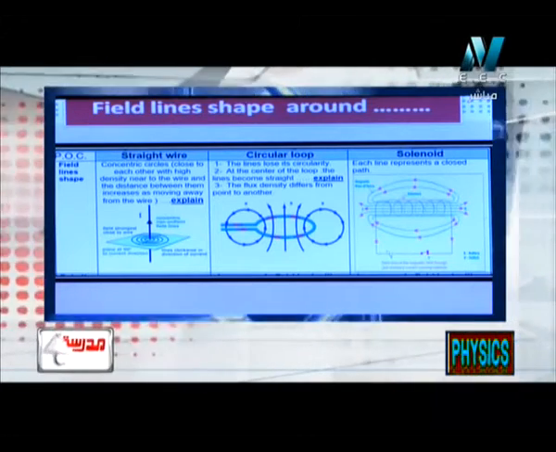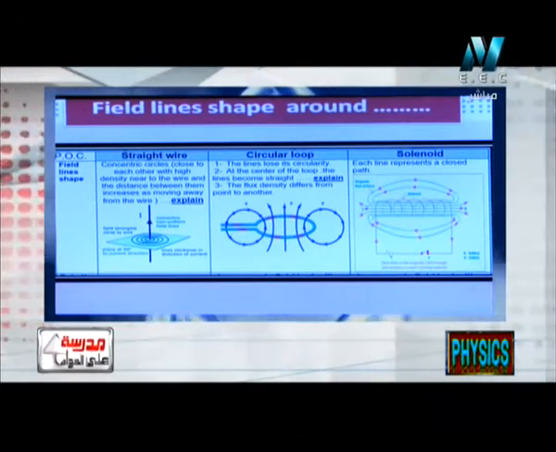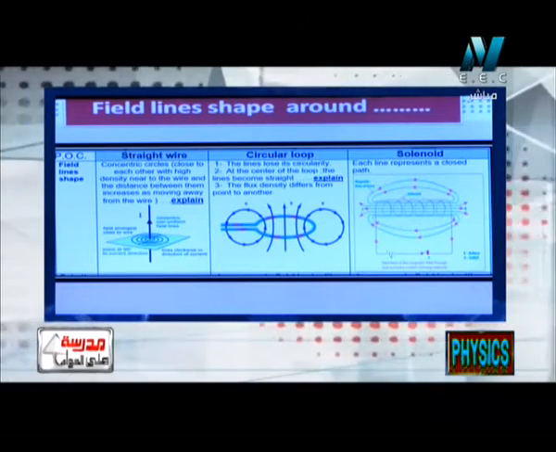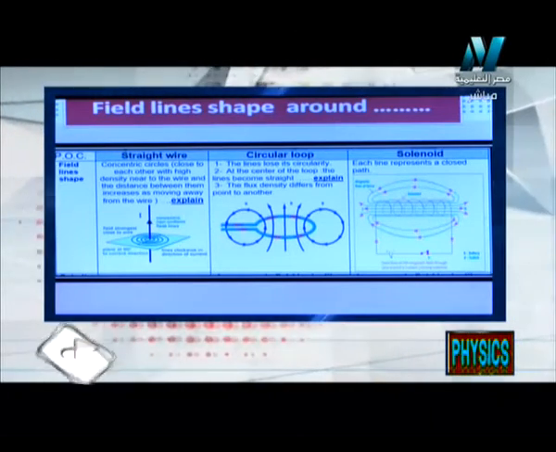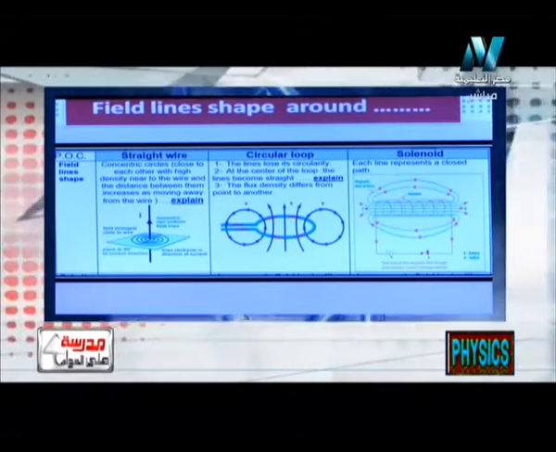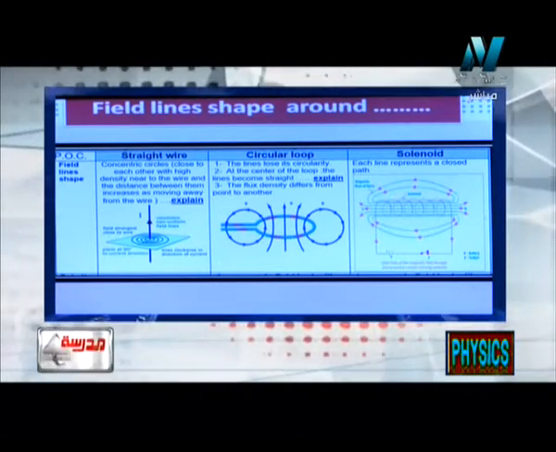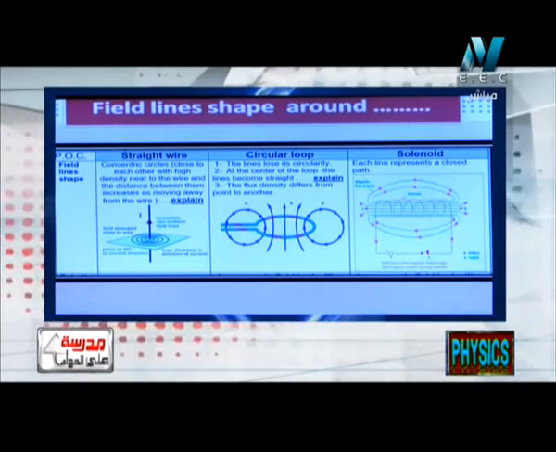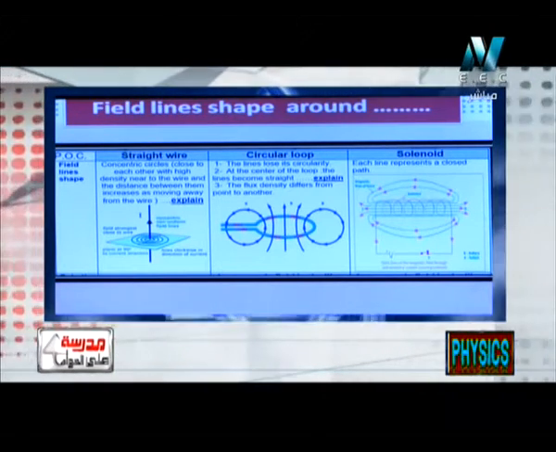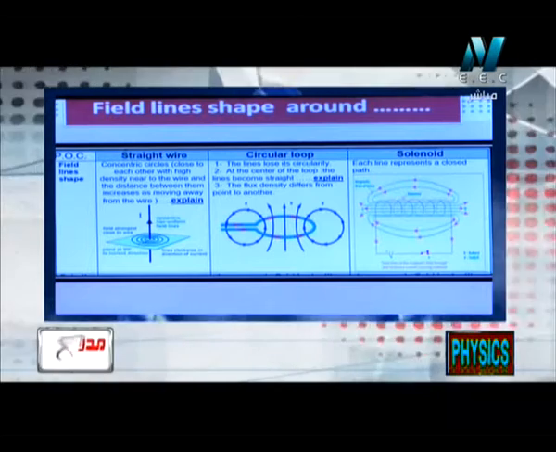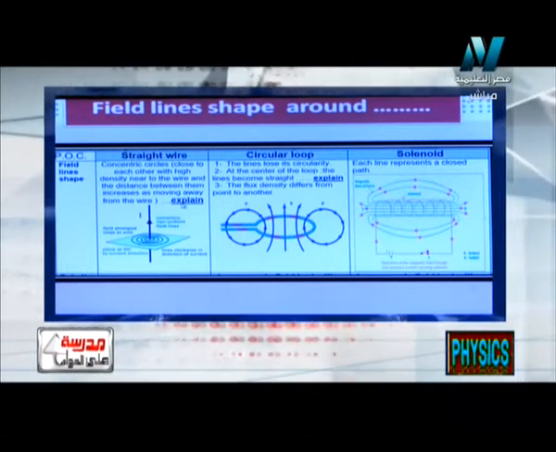So here, what are the shapes of magnetic flux lines around a wire carrying a current? We can say that they are concentric circles close to each other near to the wire, and the distance between them increases as moving away from the wire. Explain why the magnetic flux lines are crowded near to the wire, but the distance increases as moving away from the wire.